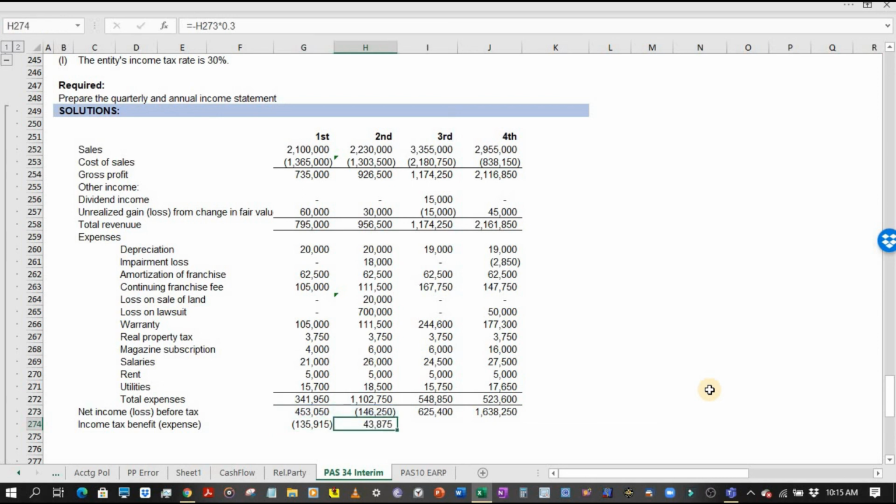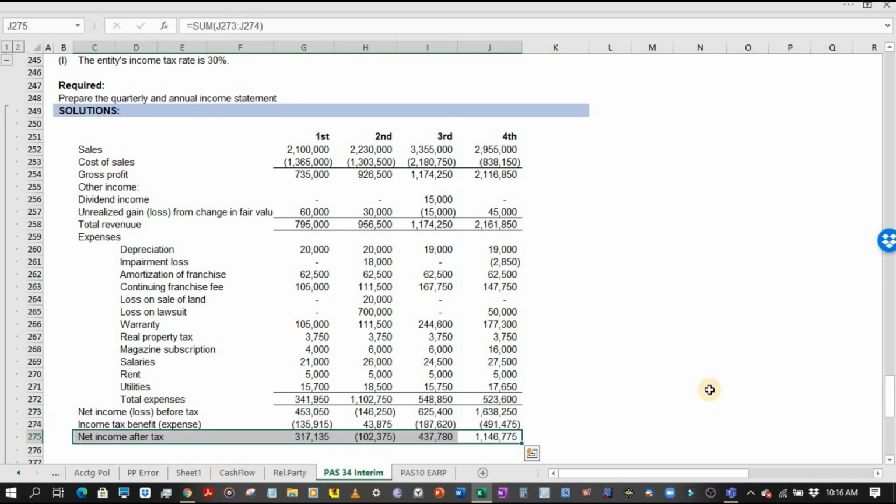Then for the third quarter, our income tax expense is 187,620, which is simply 30% of NIBT. Then for the fourth quarter, we have 491,475 pesos. Then after this, we can now compute the net income after tax, which is the difference between the NIBT and the income tax expense.